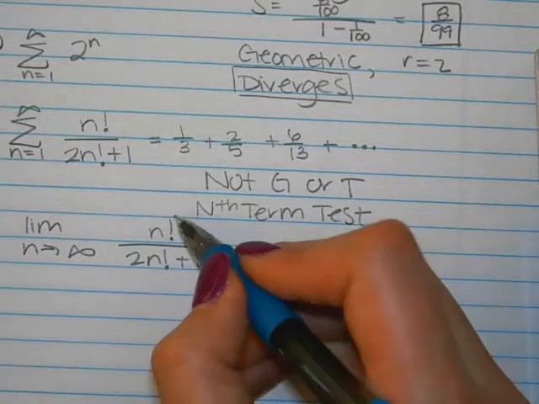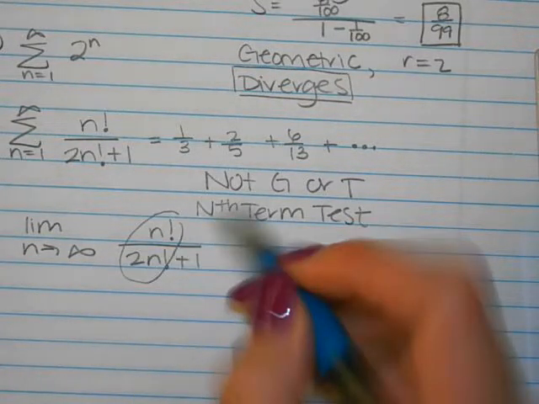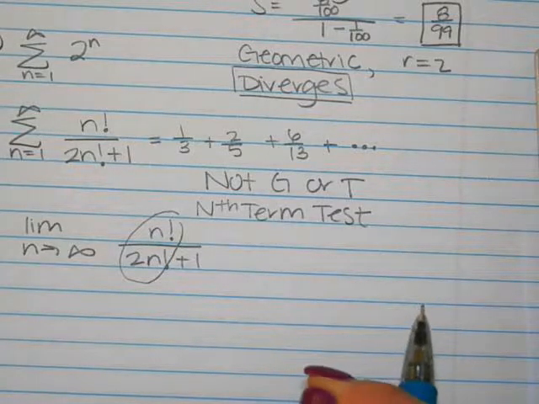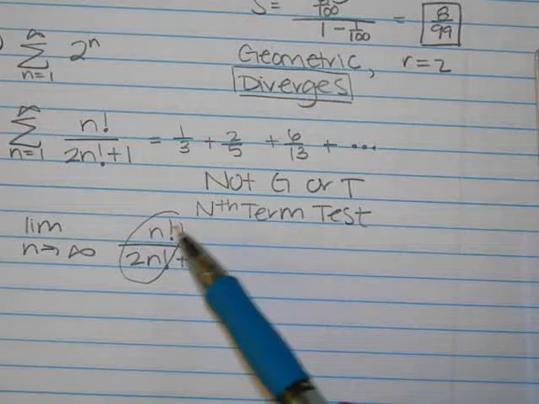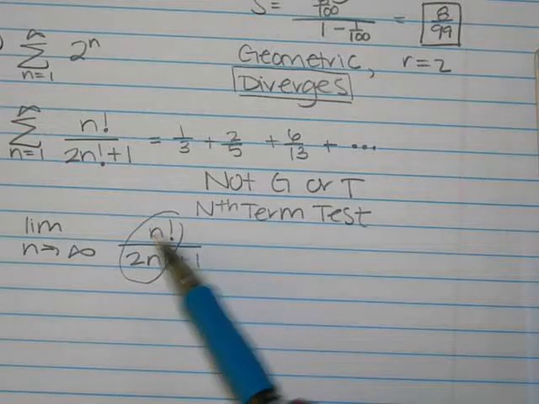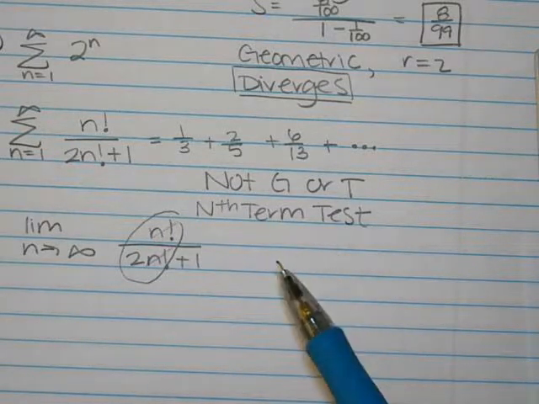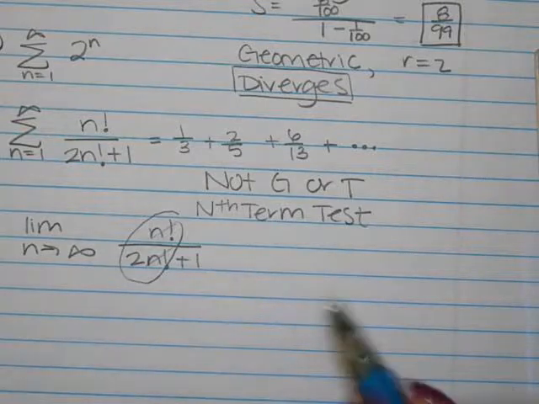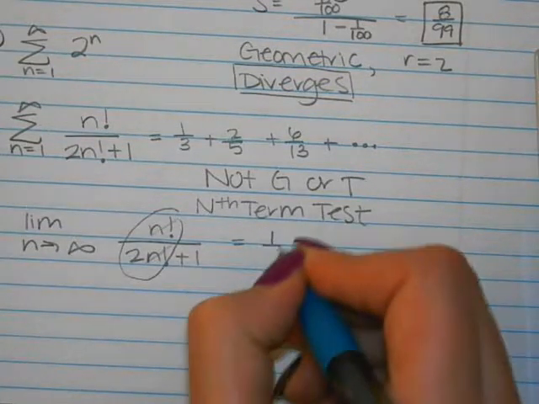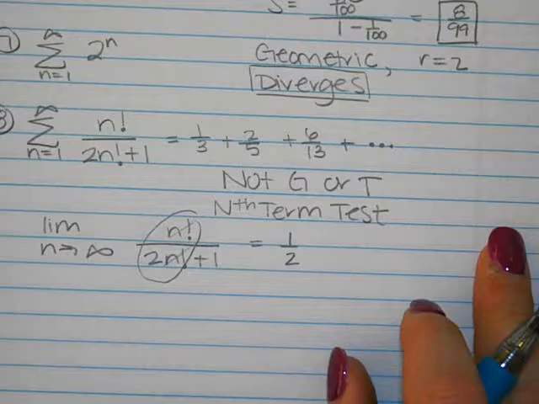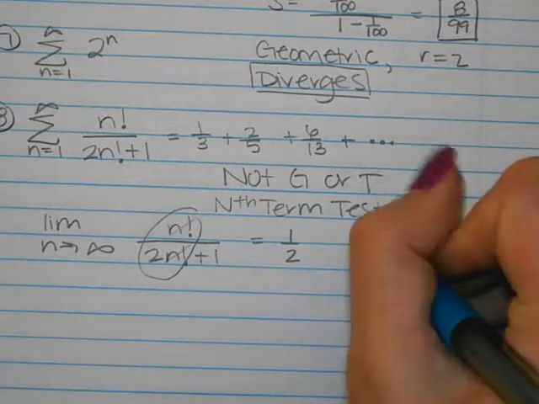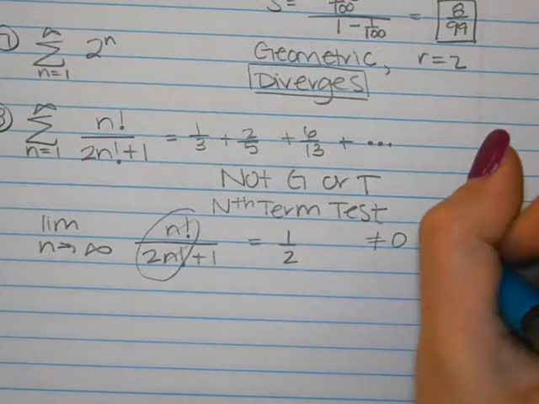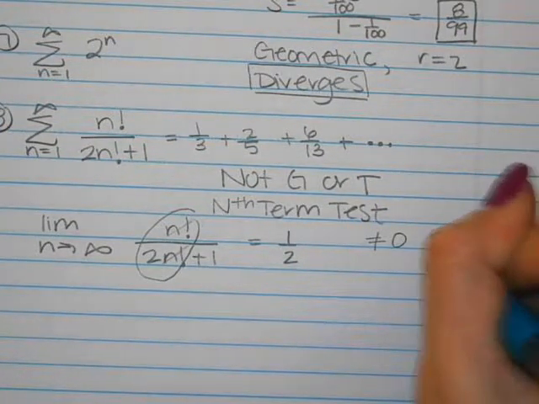So we just have to think about what would happen if we plugged in infinity factorial divided by 2 infinity factorial. You get 1/2, because the infinity factorials are exactly the same size, and this one had a coefficient of 2, so this is going to equal 1/2. So the nth term test did not equal 0. What's our conclusion? Diverges. This did not equal 0, so it diverges.